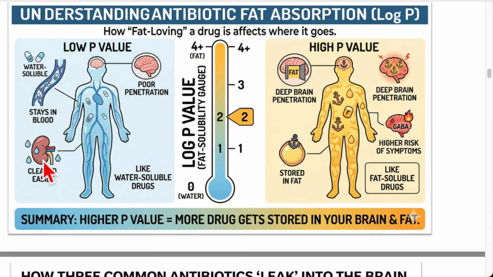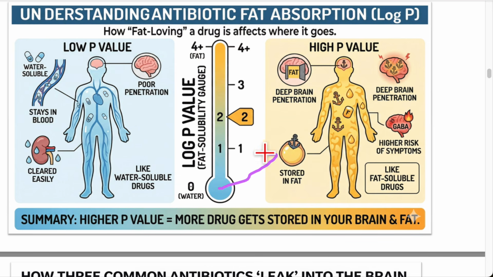So a low P, amoxicillin, has a negative number. It stays in the bloodstream. Your kidneys filter it out. Very easy. But guess what happens over here? Poor penetration into the brain, right? Poor penetration into the brain. And these are water soluble drugs.